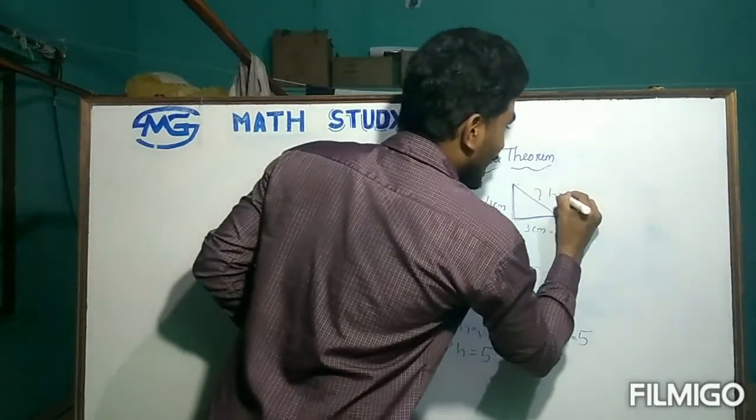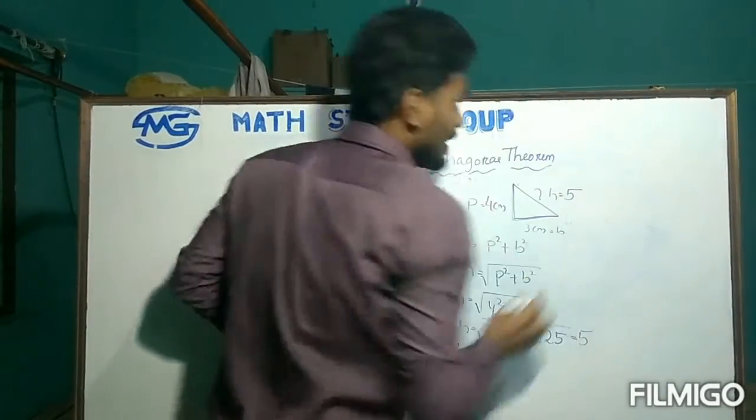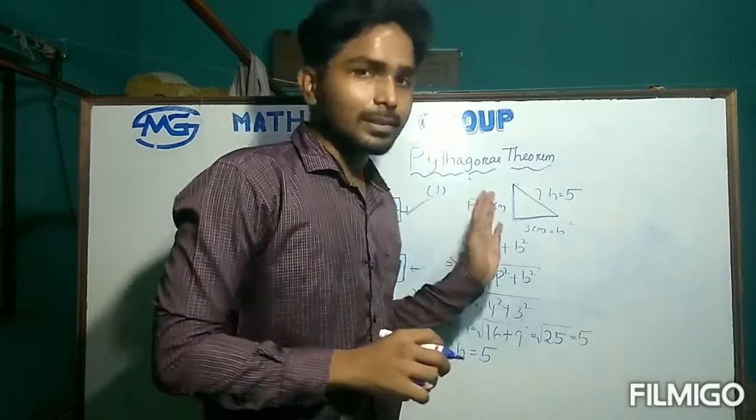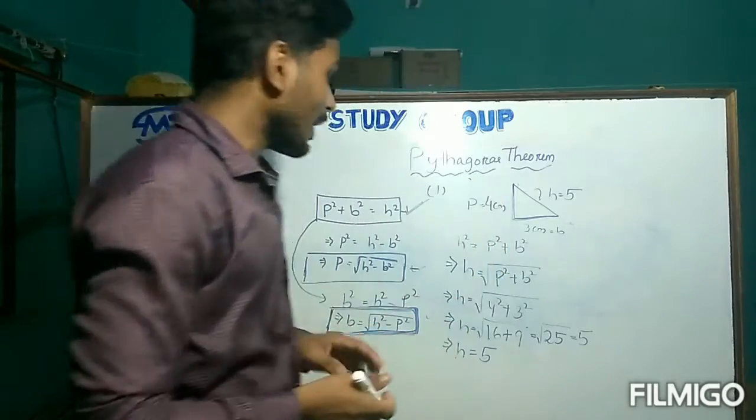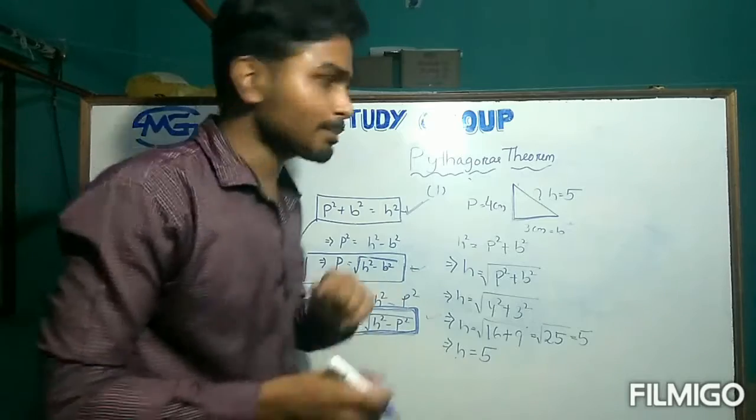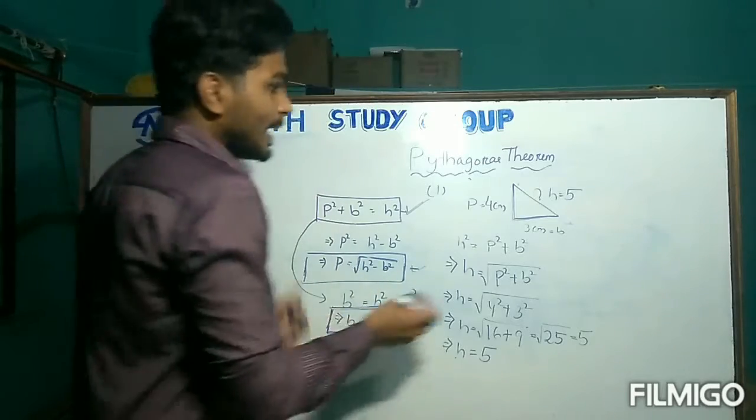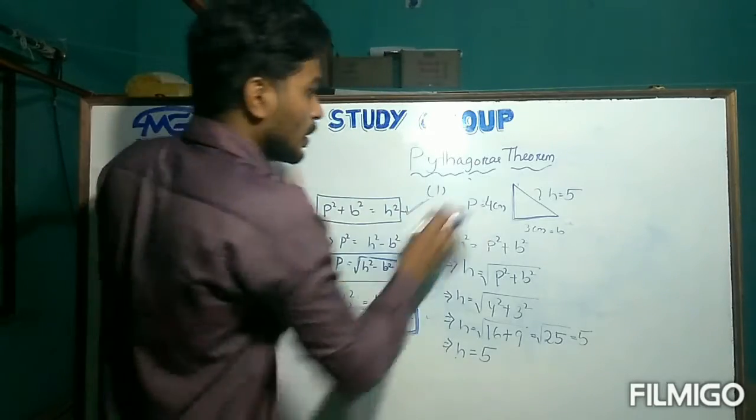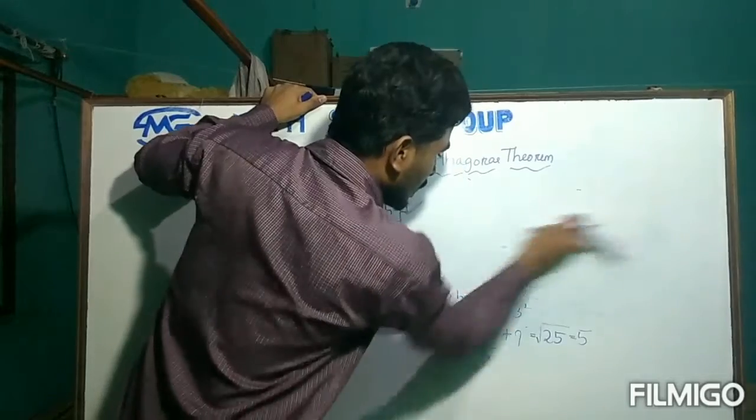So what is the value of H? The value of H is 5. So it is understandable, it is very easy to do, by using either this or this formula. Okay, let us take another example.